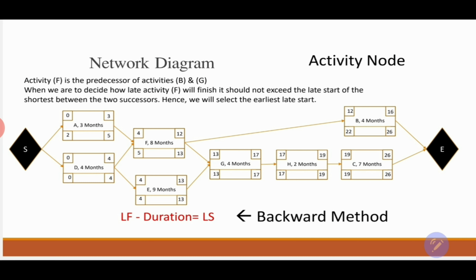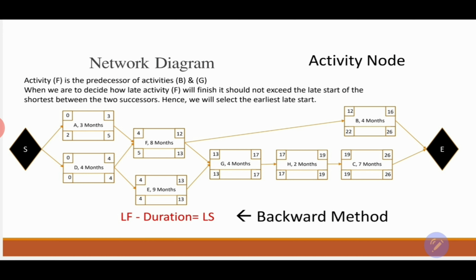We decided that the lowest or the shortest late start between the two successors that I have, B and G, is 13. So 13 will be the late finish of the predecessor F. So we're going to use again the equation, late finish minus duration equals late start. 13, that's the late finish of activity F, and the duration is 8 months, so 13 minus 8, and that will be 5. So 5 is going to be the late start of activity F.